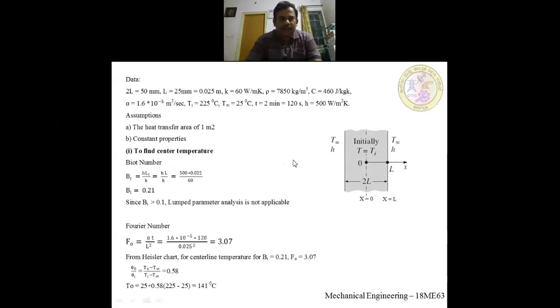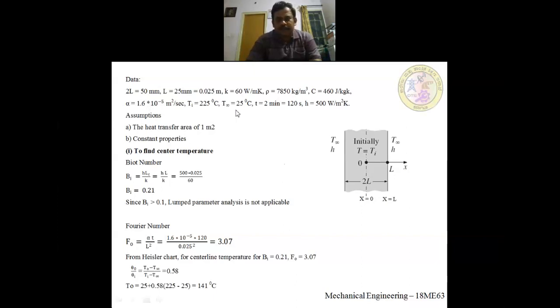So here I have written the data. 2L equal to 50 mm, because we are going to use the total thickness as 2L, which will be equal to 50 mm. So half of the thickness will be 50 divided by 2, so L will be 25 mm. That means from the axis to the surface, the length is 25 mm; from the axis to the right hand surface, the length is 25 mm. In terms of meters, I have written 0.025 meter. Then thermal conductivity, rho, C, alpha, and the initial temperature they have given is 225 degrees Celsius.